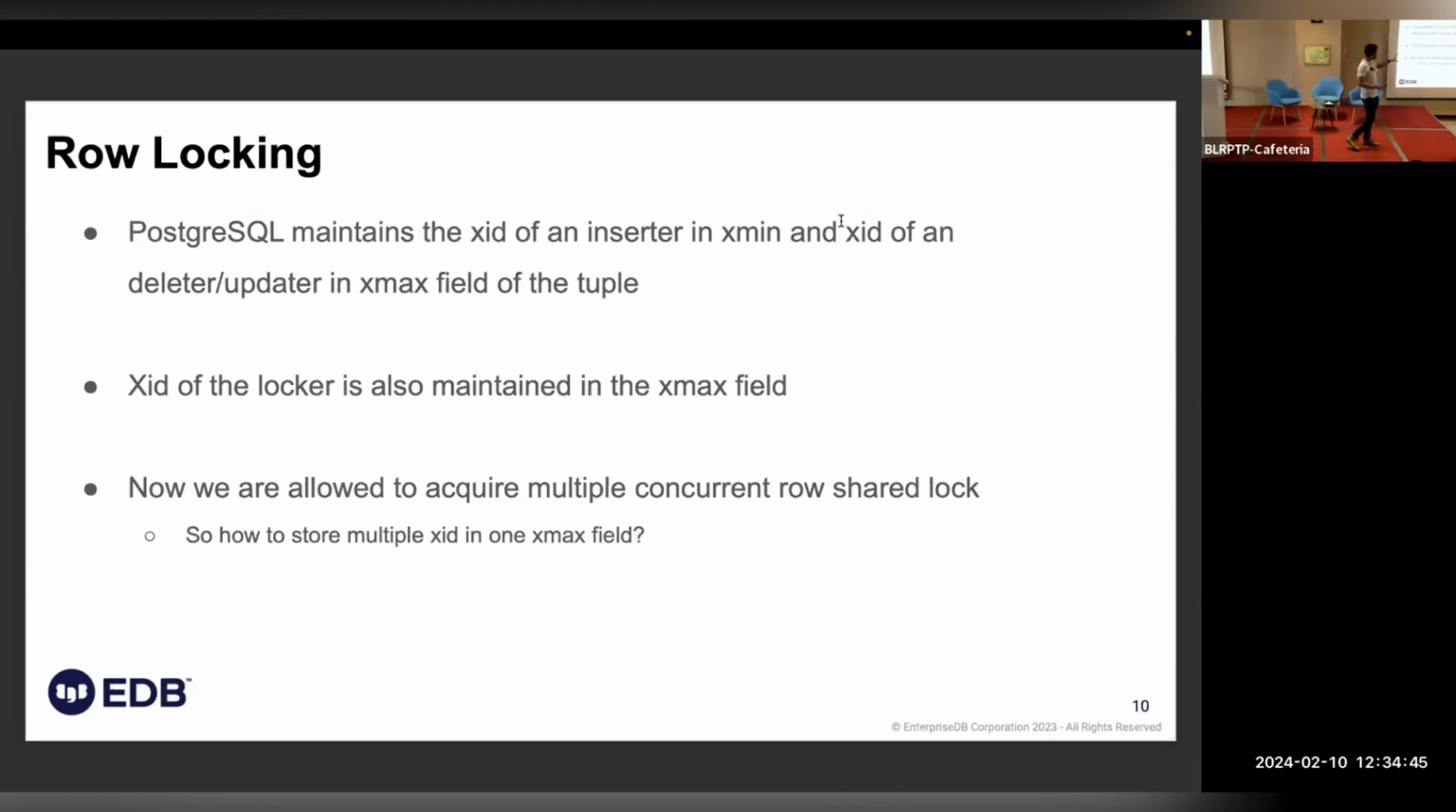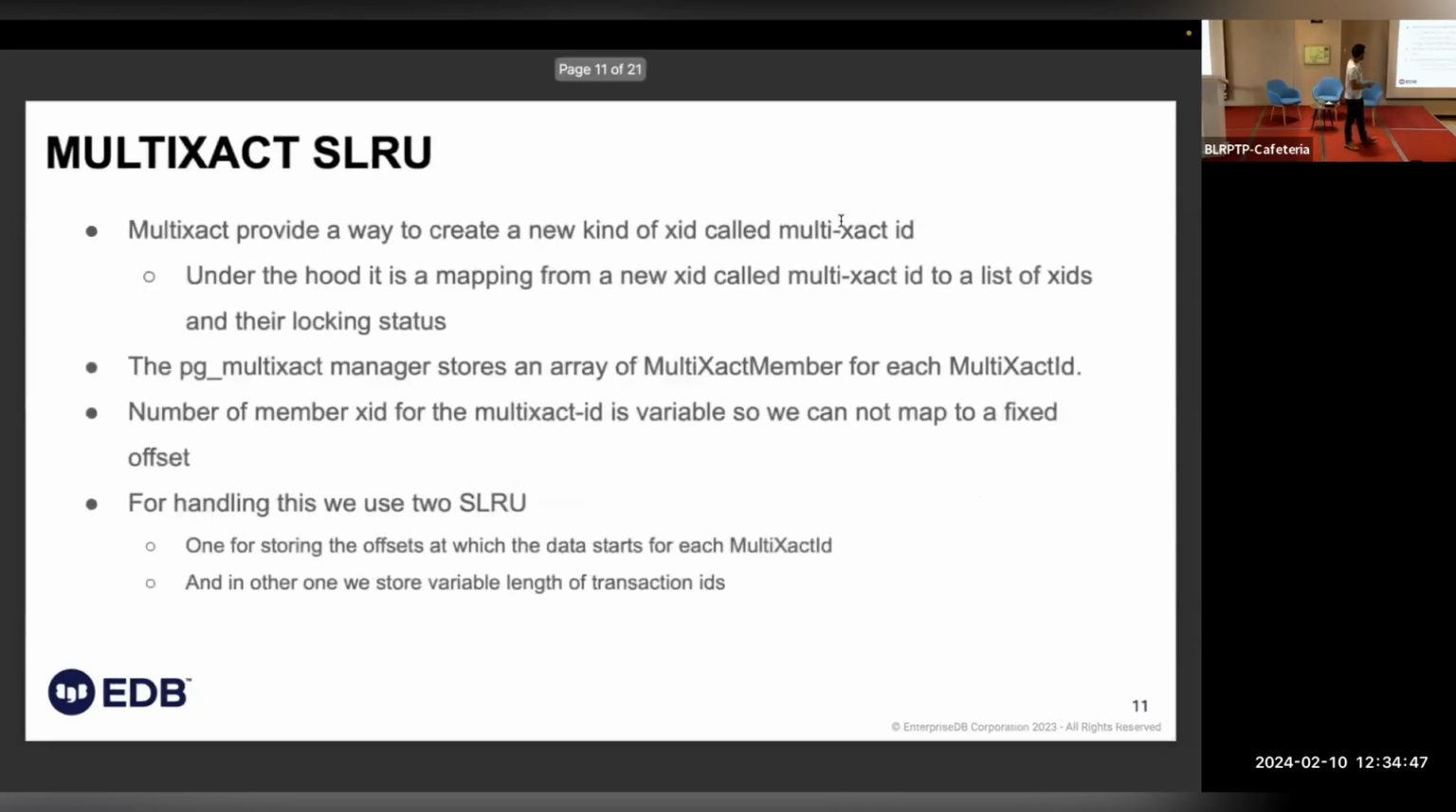So now again the problem of SLRU comes into the picture, because we have stored the multi-xact ID in the tuple. If you want to check the visibility of the tuple, the multi-xact ID cannot give you any idea about that, because all the operations and transaction lifetime are based on the XID. So from the multi-xact ID, you need to go again to the SLRU, or wherever we are storing it, fetch what XIDs are there under that multi-xact ID, and check the visibility of all those XIDs.